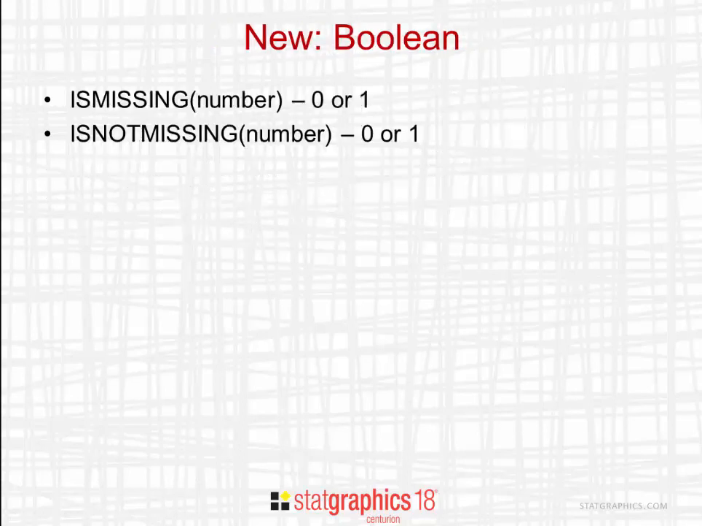Finally, we've added 2 new Boolean operators to deal with missing values. Boolean operators return 0 if false or 1 if true. The 2 new operators are isMissing and isNotMissing, which both operate on numeric values.